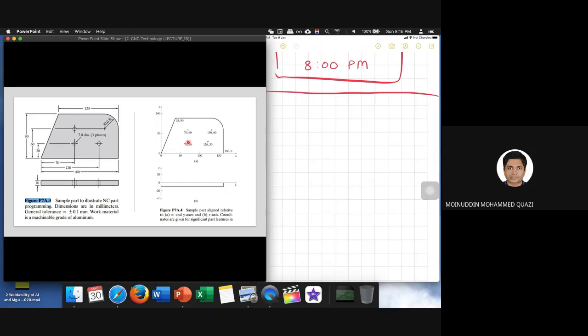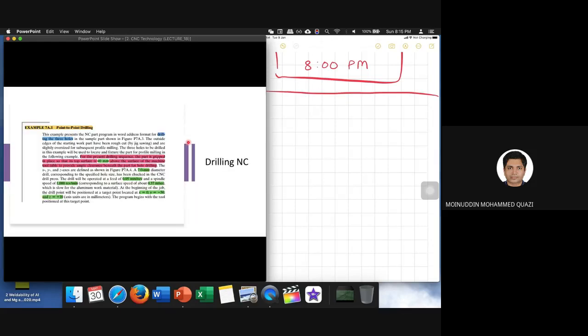So let's take a look at the problem. What does the problem say, and what is the given data in the problem? As you can see in example 7.1a, point-to-point drilling, it means we are going to use a motion control system, MCS, which is a point-to-point system. Now, in order to solve the problem, we need to gather the data.